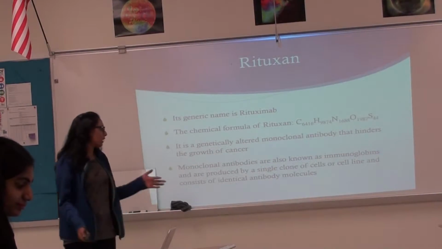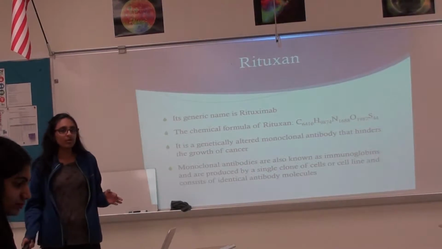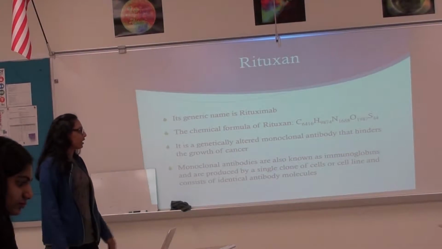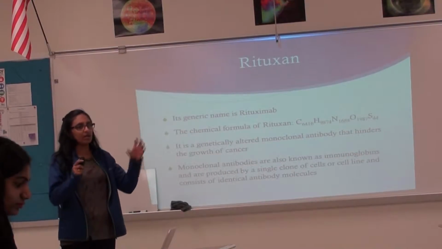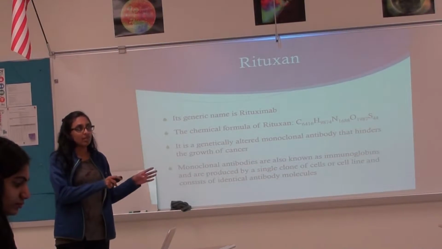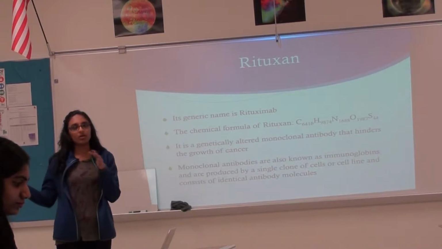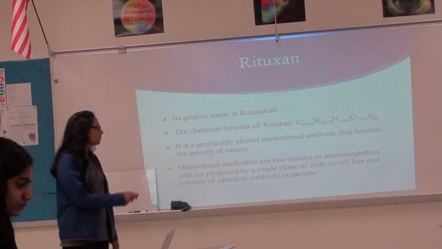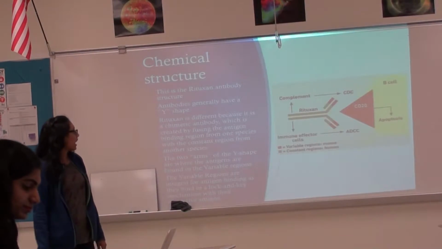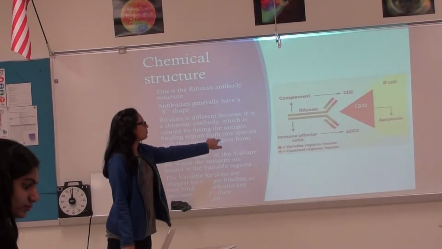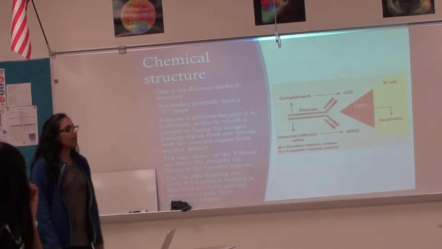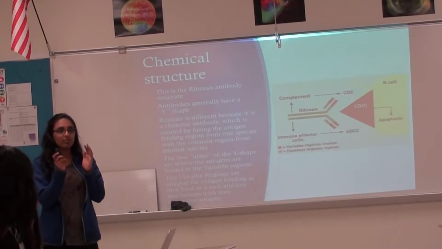Monoclonal antibodies are also known as immunoglobulins, and they're produced by a single clone of cells, a single line of cells, and through cellular replication, that's how they're created. And then the chemical structure: this is the generic Rituxan antibody structure, and antibodies have a generic Y shape.